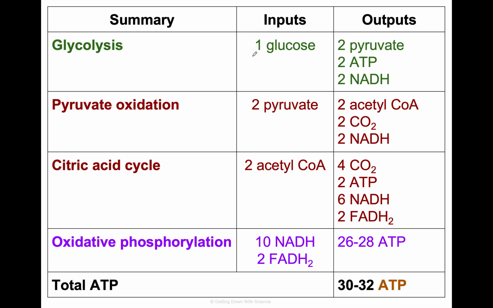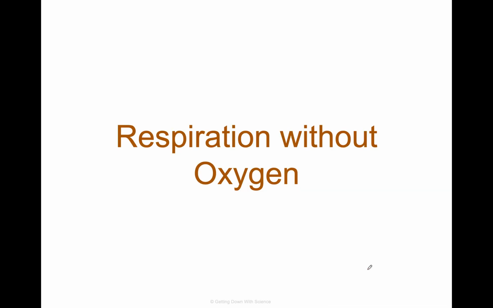So just taking a look from top to bottom here, 1 glucose in the end produces 30 to 32 molecules of ATP. It goes through this whole process to do that. That is inputs, outputs, the energy investment stage, or energy output. It's all right there, 30 to 32.